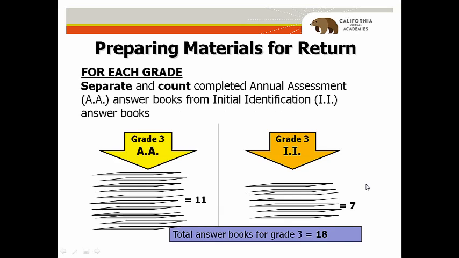Preparing materials for return. So you're ready, you're done, and you want to get these tests back to the CAVA office. So just make sure you separate and count by grade level and by annual assessment versus initial identification. So you just separate out by grade level, and your annual assessments are going to be most of your tests, and if you have any initial identifications, you will have that separate. And then this was just an example. You have 11 annual assessments and 7 initial identifications, and that's 18 total grade 3 tests.